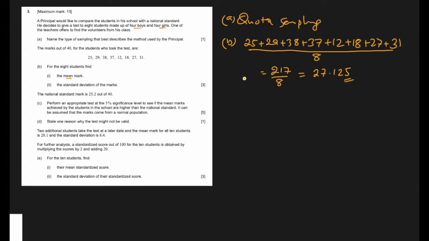Okay, this is the mean score. The standard deviation of the marks, we have to find that too, that is the second part of the same. In this case, we will use standard SD, right? So standard deviation will be the square root of sigma x squared over n minus this 27.125 mean squared. So we have to square all of them, divide by 8, subtract this, and take the square root. That's what I'm going to do.